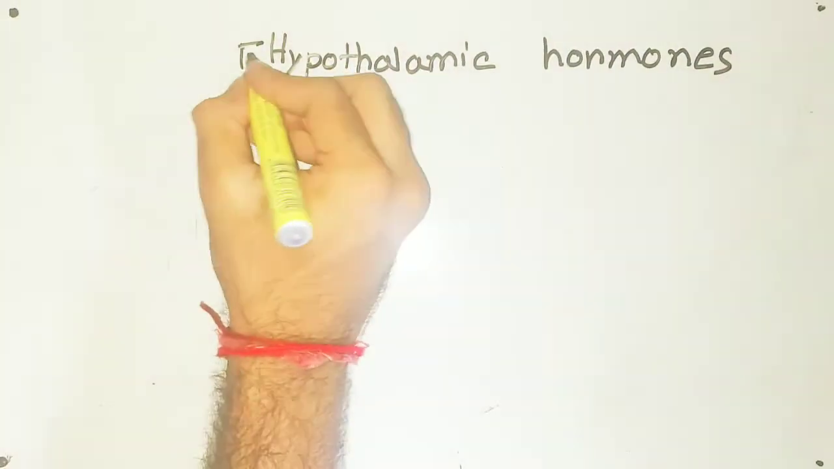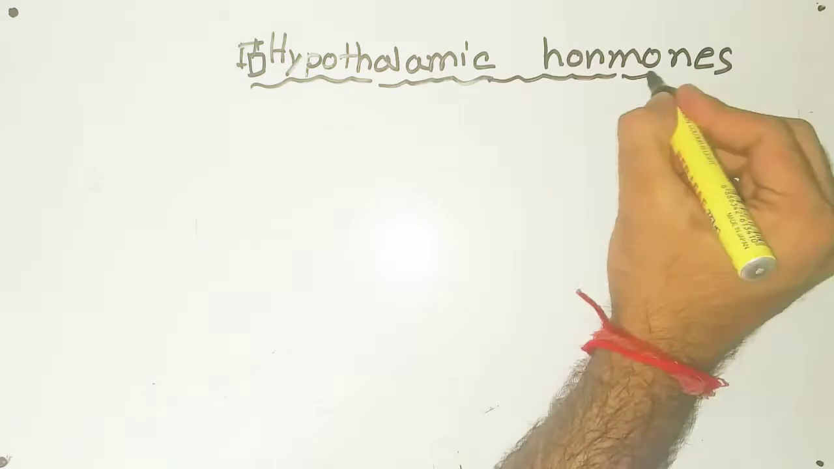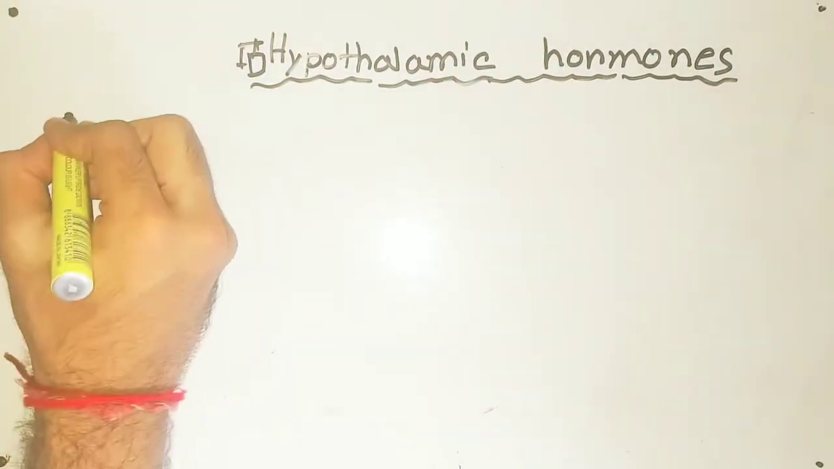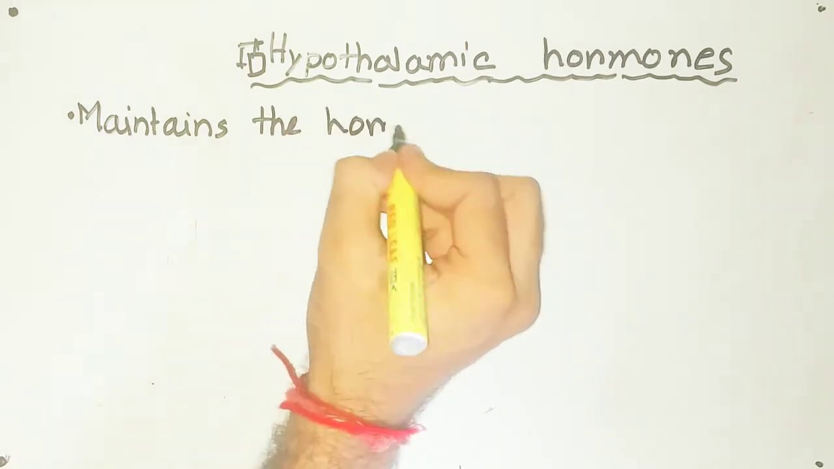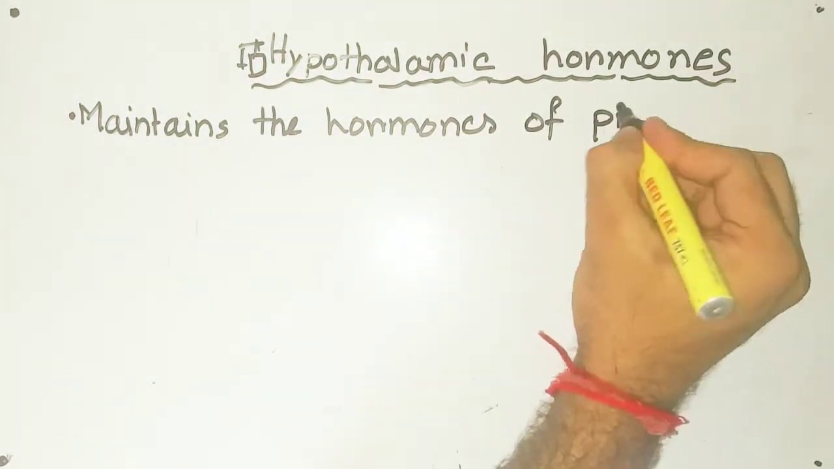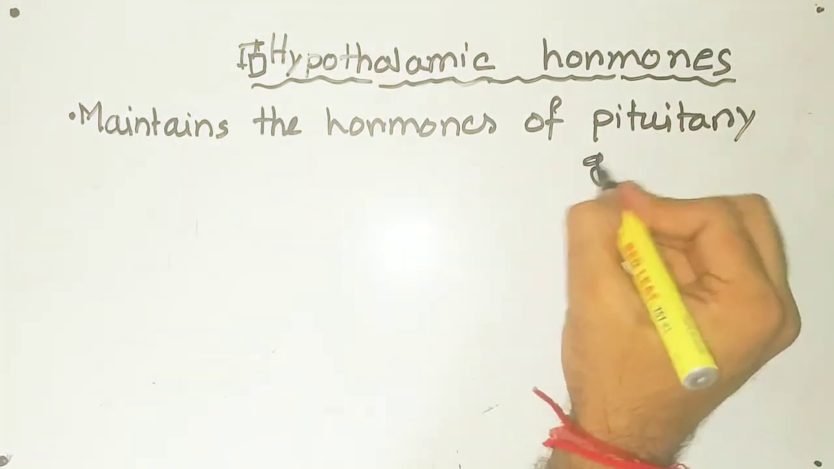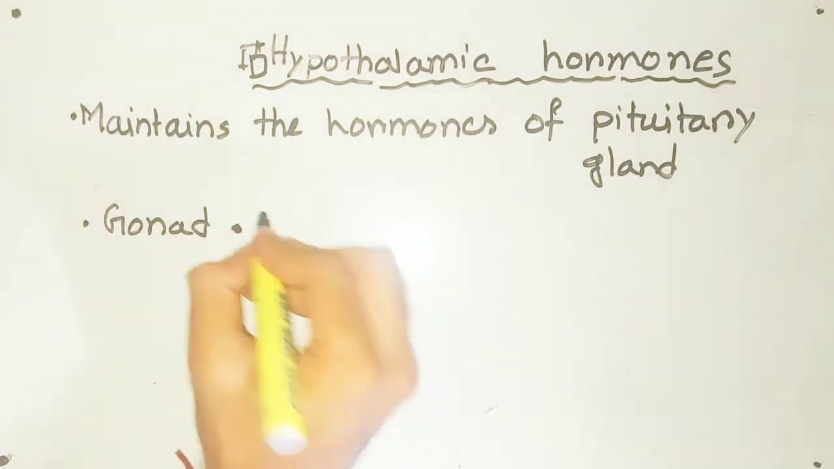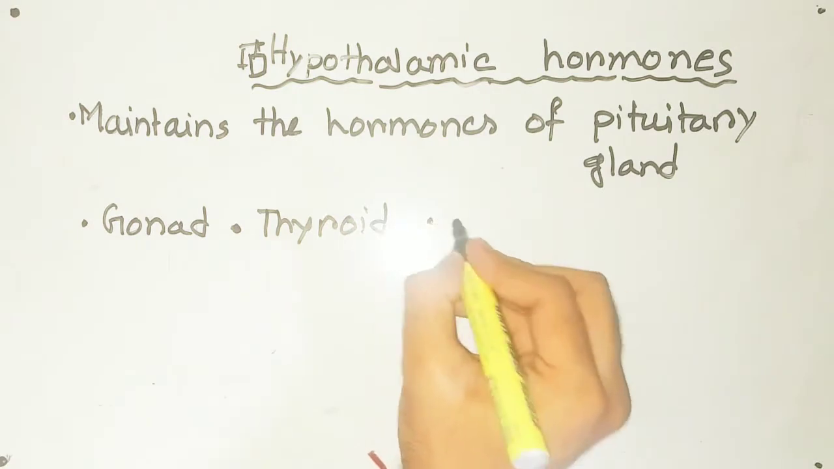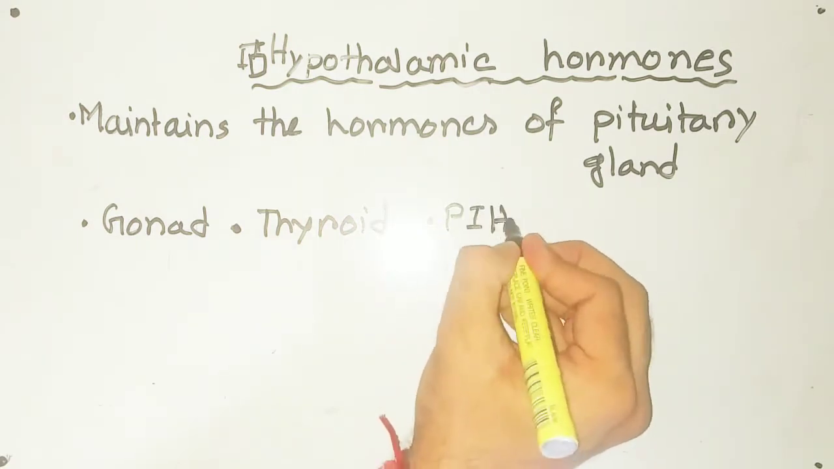First of all, we must learn what the functions of hypothalamic hormones are. The major function is that it maintains the hormones of the pituitary gland. It also acts indirectly on the gonads and thyroid, and by using prolactin inhibiting hormones.